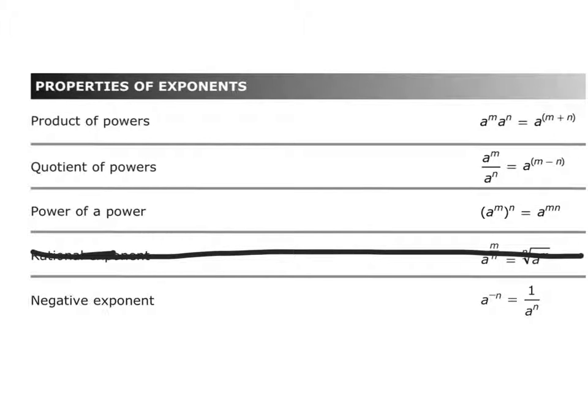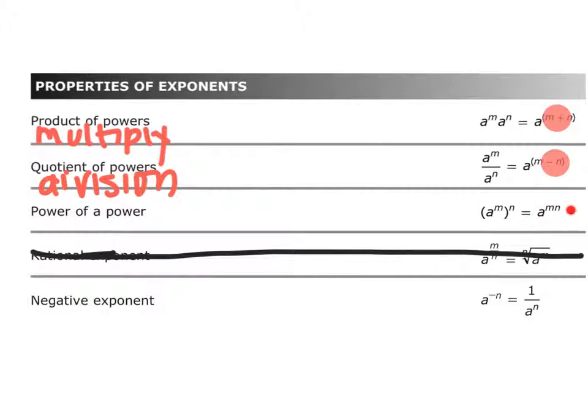So this is what you will see for the formula chart. Product of powers means that if we're multiplying, where the word product in math means to multiply, we're going to add our exponents together. And then quotient is a fancy word for division. So if I have a division problem, I'm going to subtract my exponents. And power to power, which means exponents to exponents, I'm going to multiply. So that's why I have this m times n here.